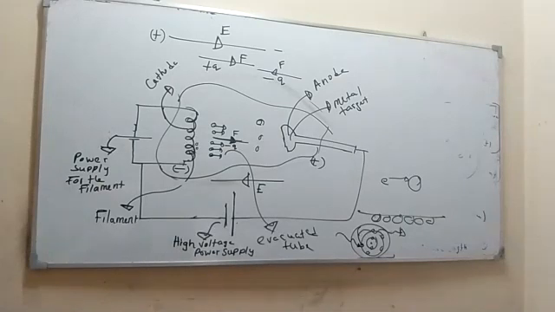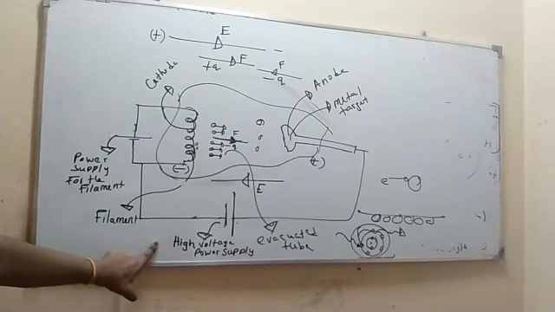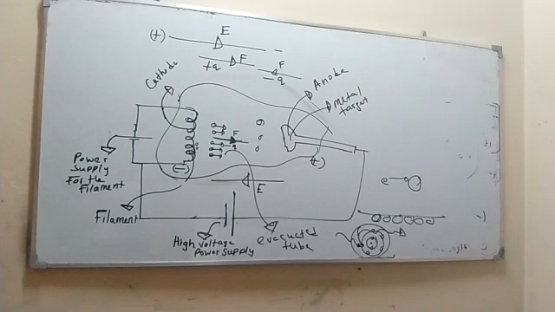Next, write down. Sometimes they can ask what is the purpose of using this high voltage power supply. Then write down: the purpose of using the high voltage power supply is to accelerate electrons from cathode to anode.